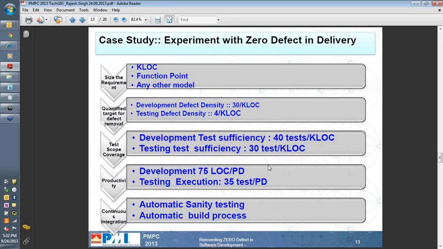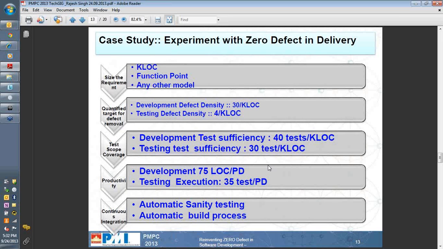The same way, we have a target for the testing team that he must be able to find at least 4 defects per KLOC by any means, either by exploratory testing, manual testing, or automation testing, and then he must be able to say that my delivery is good to go to the customer level.